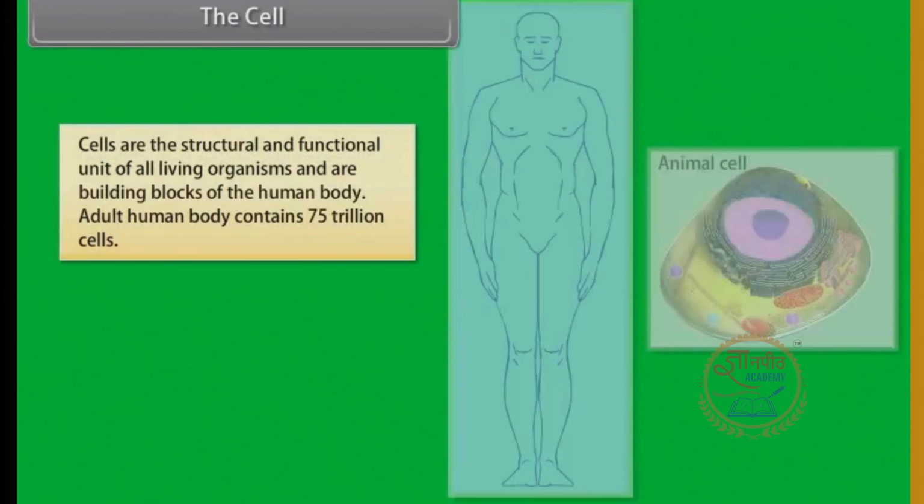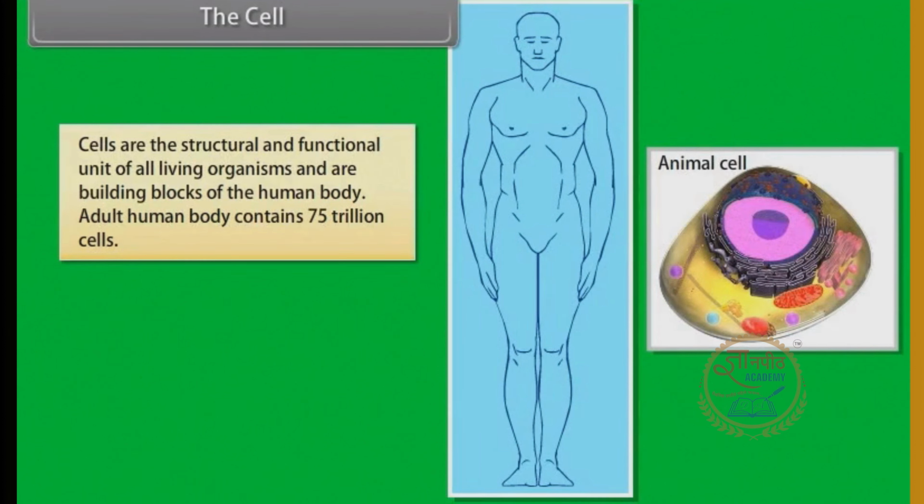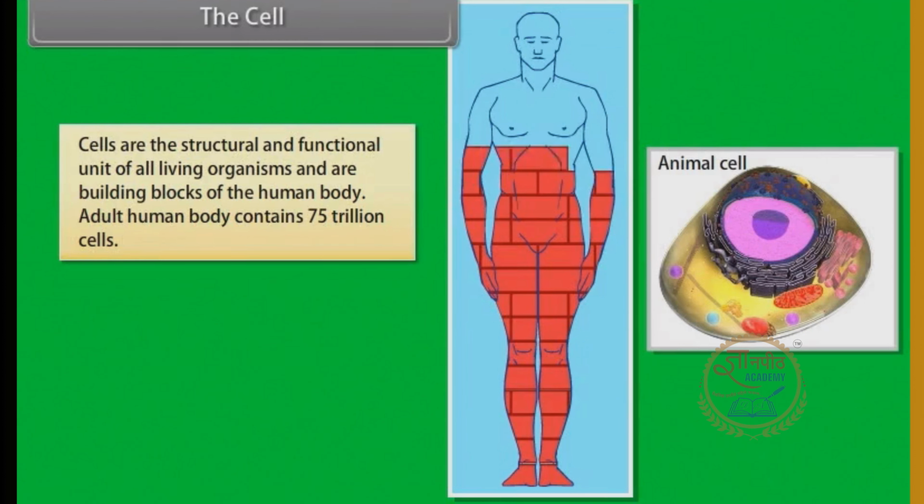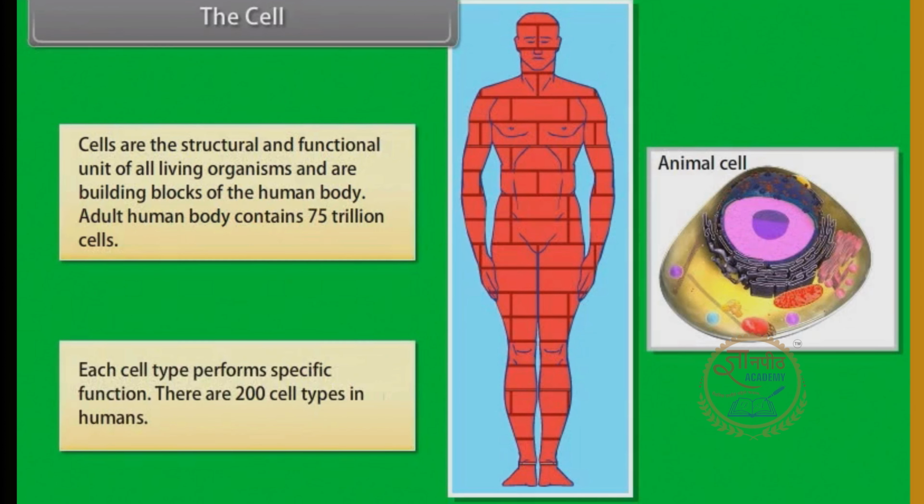The cell. Cells are the structural and functional unit of all living organisms and are building blocks of the human body. Adult human body contains 75 trillion cells. Each cell type performs a specific function. There are 200 cell types in humans.